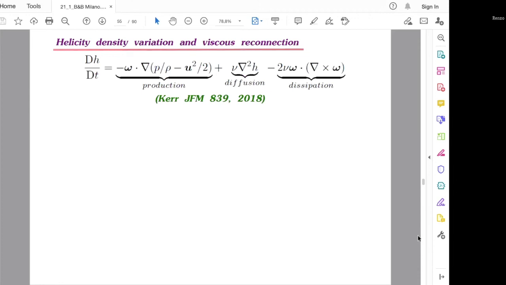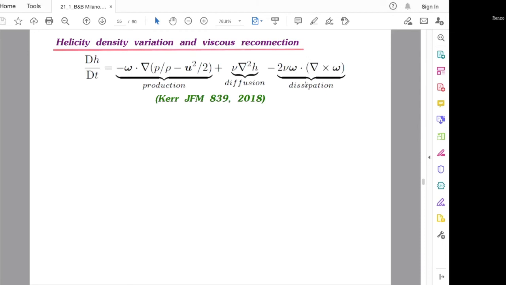Now, remember, I mentioned that we deal with real physical systems. So in case of a dissipative system in classical vortex dynamics, we have 3 contributions. One is the production of helicity density. The other one is diffusion through viscosity of helicity density. And the third is dissipation, again, due to viscosity, and this quantity omega, the vorticity, dotted with the cross of the vorticity.